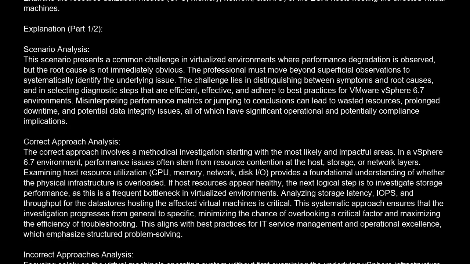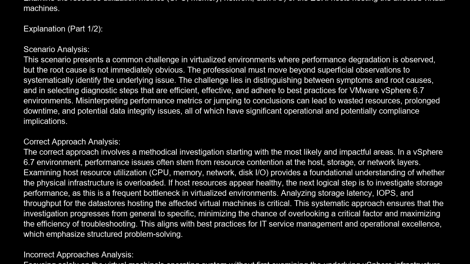Correct answer is B. Examine the resource utilization metrics, CPU, memory, network, disk I/O, of the ESXi host hosting the affected virtual machines. Explanation. Scenario analysis. This scenario presents a common challenge in virtualized environments where performance degradation is observed, but the root cause is not immediately obvious. A professional must move beyond superficial observations to systematically identify the underlying issue.